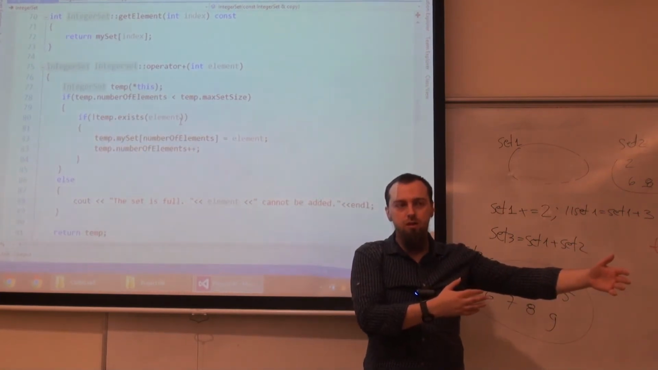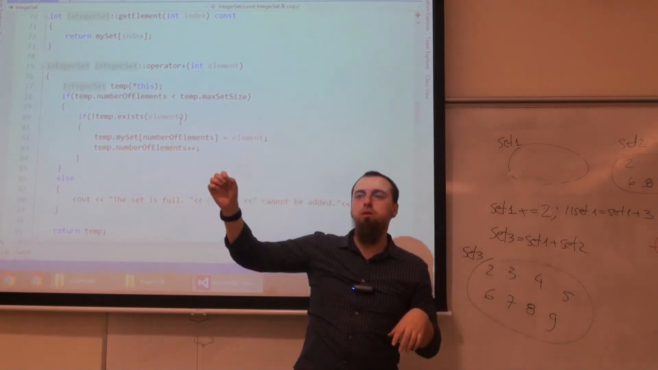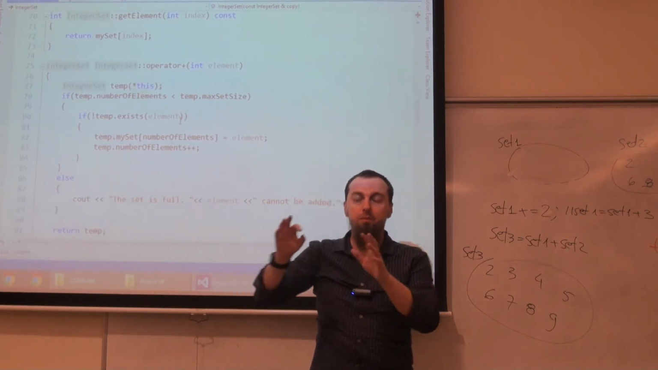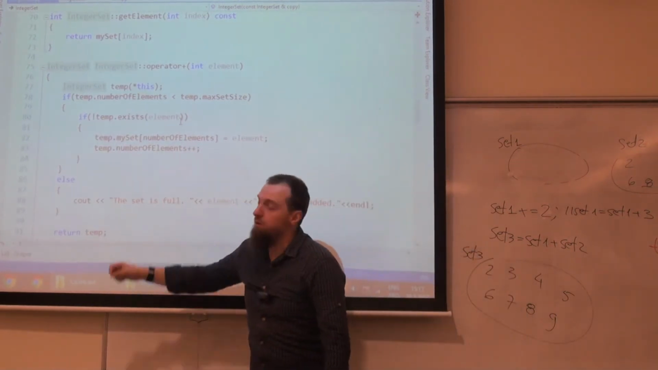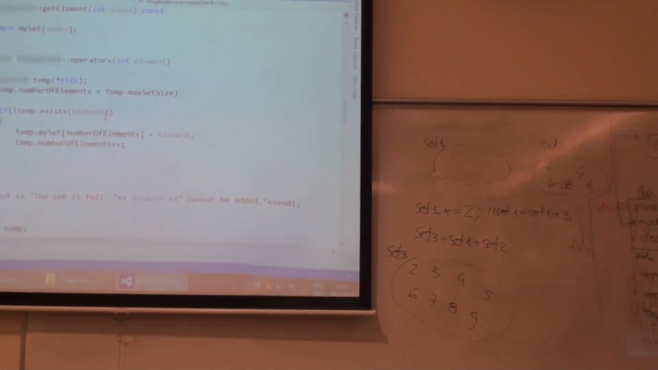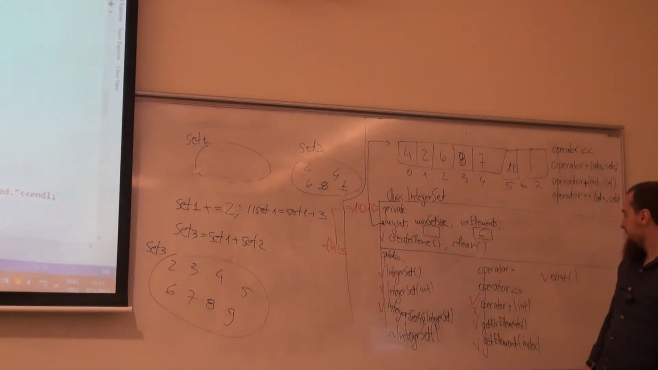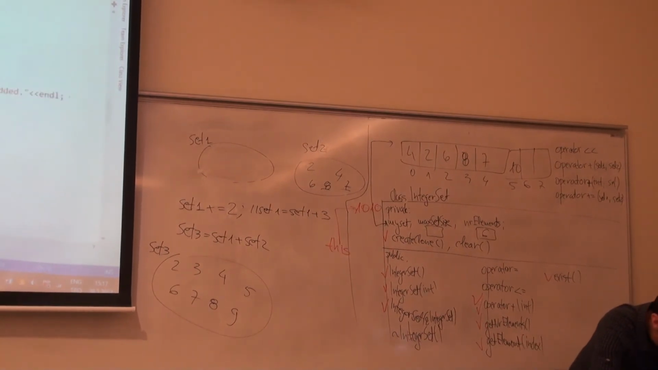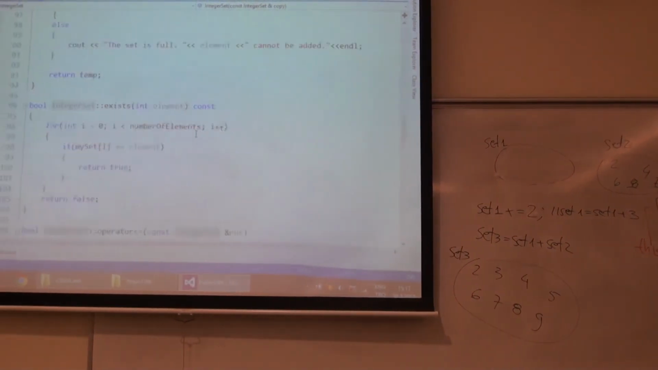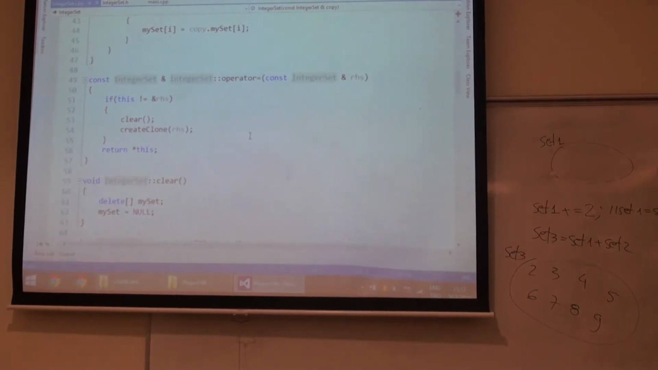Why did I return it? Because of cascading equal operators. Okay, I might say set 1 is equal to set 2 plus 3 is equal to set 4 plus 5, plus equal 5, something like that. That's why I'm returning this. This is operator plus. Basically, I'm adding an integer element. Now let's go with something else. Operator equal. Can you find the operator equal here? Okay, this is it. Very easy.